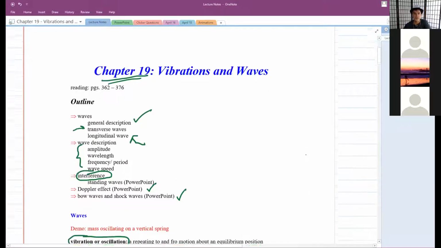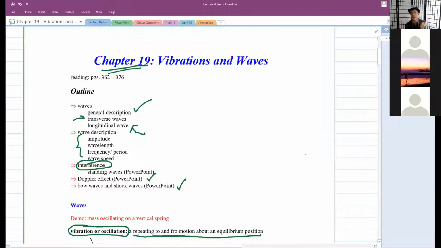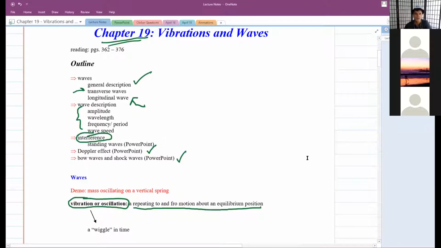Okay, so while people are joining, let me do a little recap of what I covered so far. So, started talking about chapter 19, vibrations and waves. Started off with just a general description of what a wave is. A wave is just a traveling disturbance that's traveling through some medium. So in a wave on a string, the disturbance is just the string moving up and down, while the wave is actually the disturbance which is moving, in this case, horizontally.